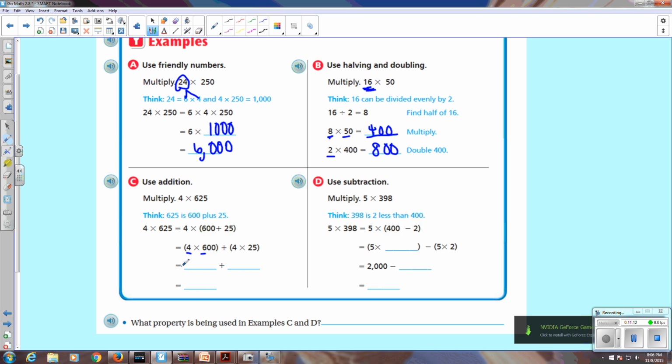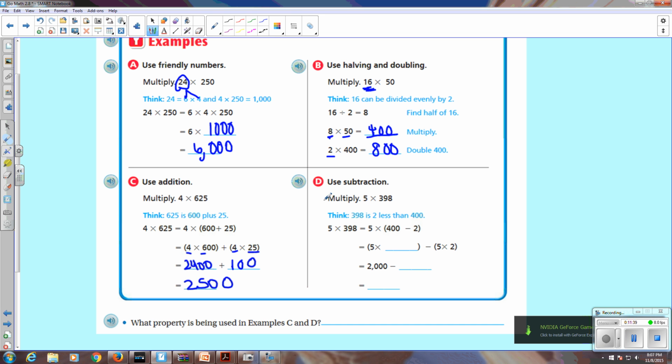fact. 4 times 6 is 24. Add your 2 zeros. And then I'm going to do 4 times 25. And we've been talking about this one. I know that right away is 100. These are my partial products. And once I add them up, I get the product of 4 groups of 625. That's using addition. And that is really the distributive property.